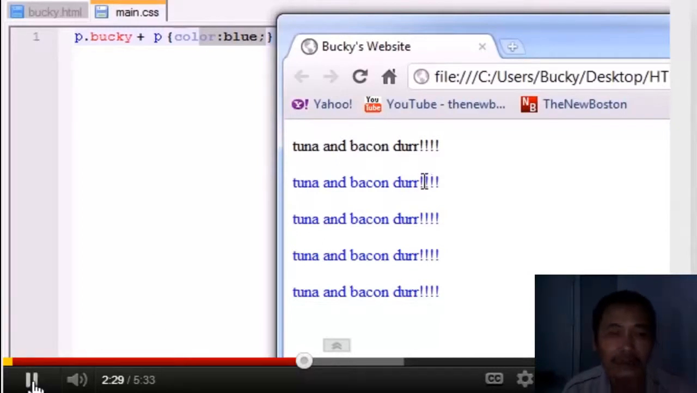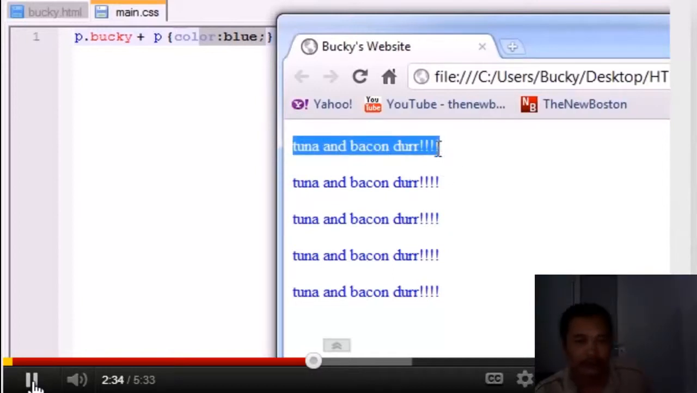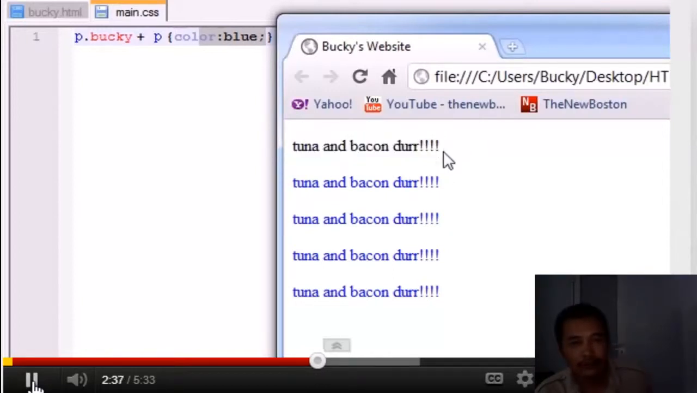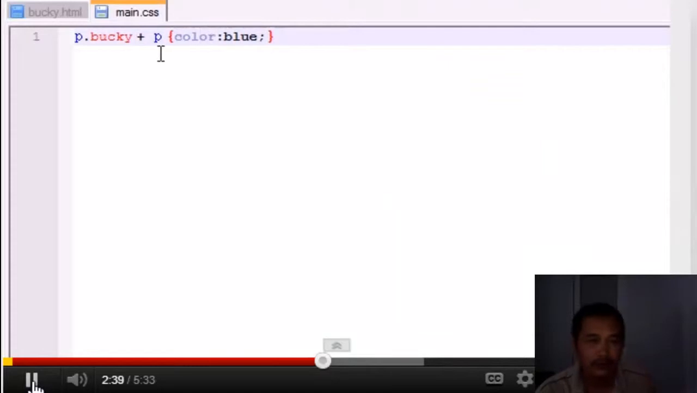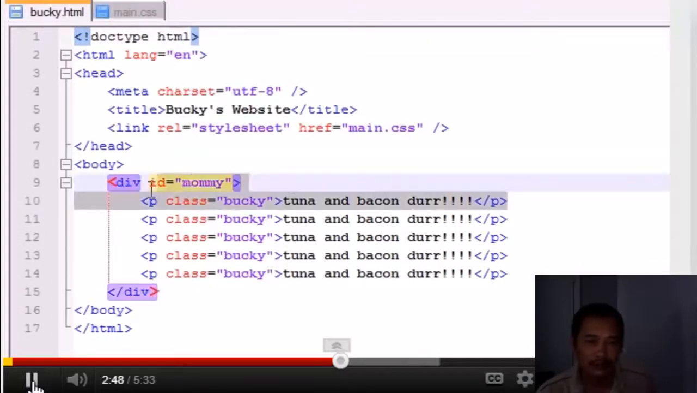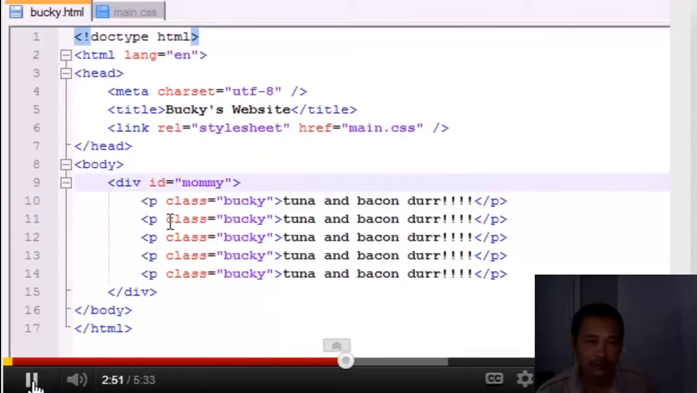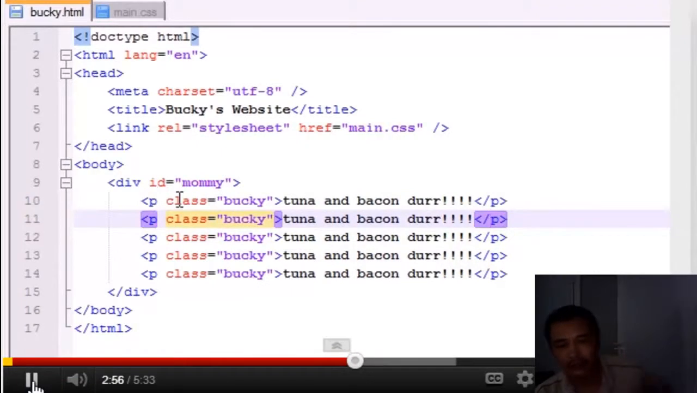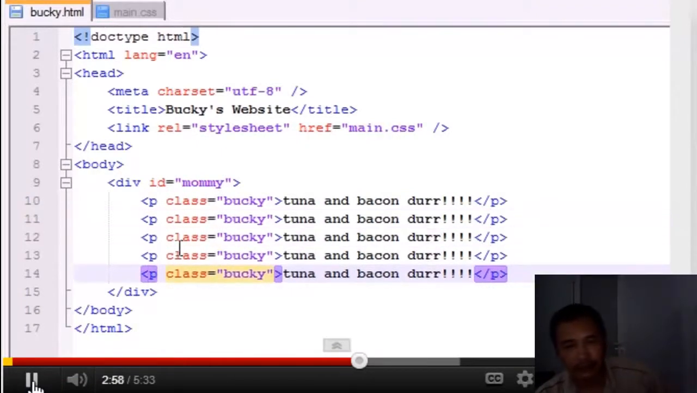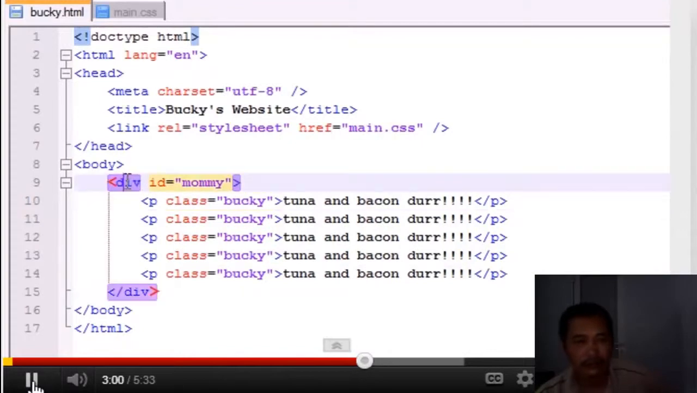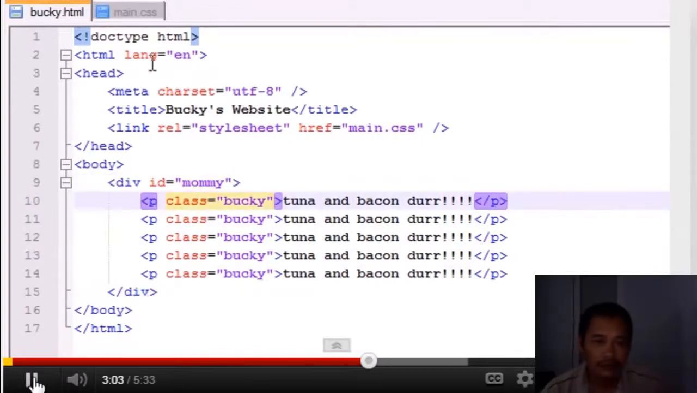Okay? Every paragraph turns blue except for this first paragraph right here. So why did that first paragraph not turn blue? Well, if we look at the rule, it says only apply this rule to paragraphs that immediately follow other paragraphs with the class Bucky. And since nothing was before this first paragraph, that's why it started at the second one, because this one follows a paragraph with the class Bucky, this one does too, this one does too, and this one does too. This one, however, follows a div tag, so that's why that isn't affected.